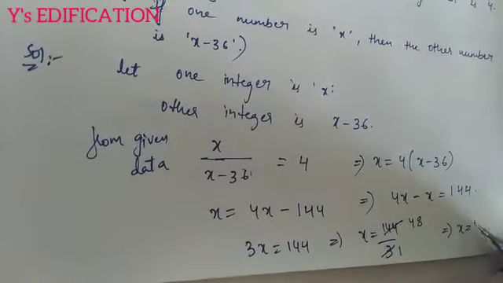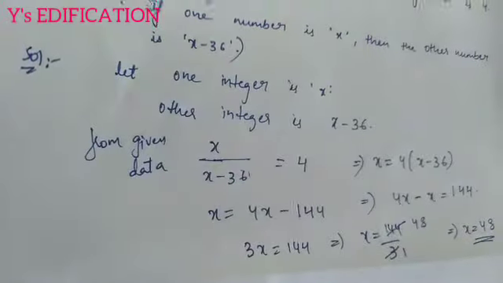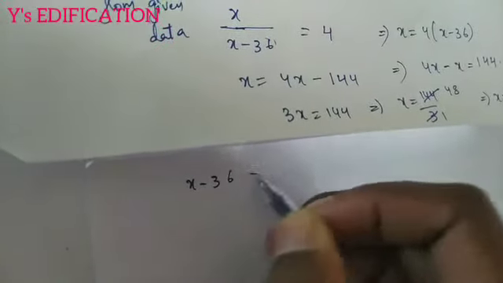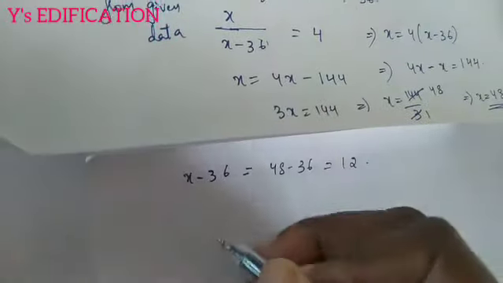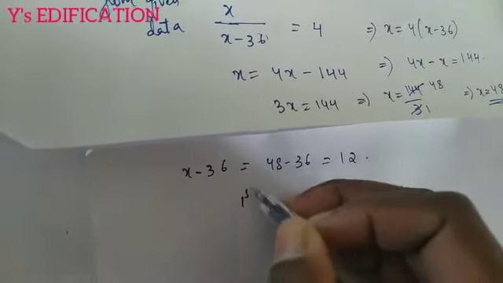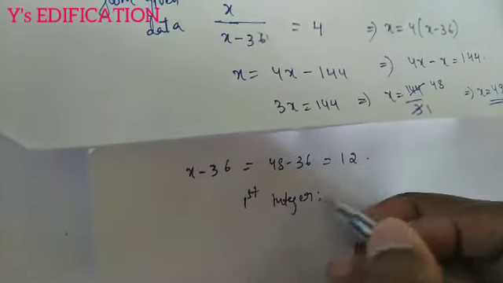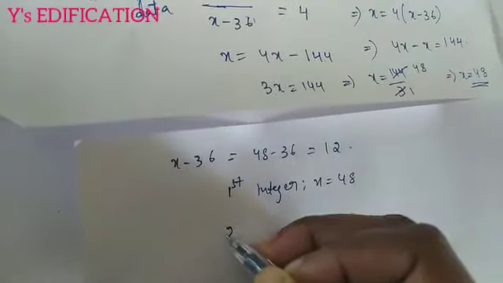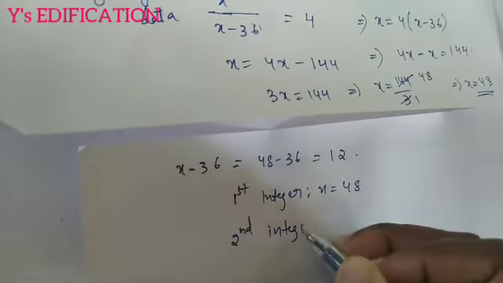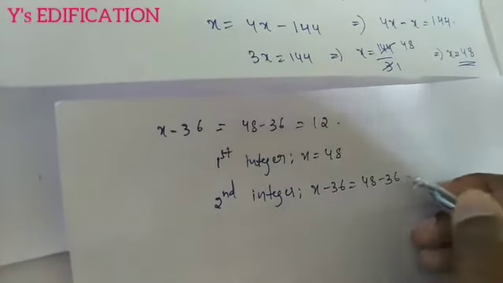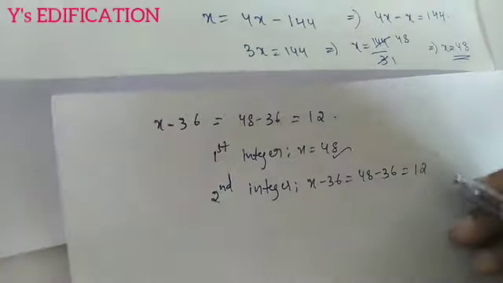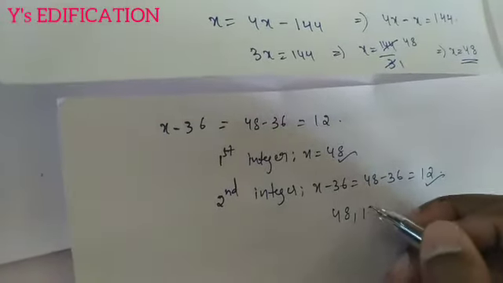So the x value we got is 48. One integer is 48. So what is the second integer? x minus 36 means 48 minus 36, which is equal to 12. So the first integer is x equal to 48, and the second integer is x minus 36, which is 48 minus 36 equal to 12. So the numbers we need, 48 comma 12, are the integers.